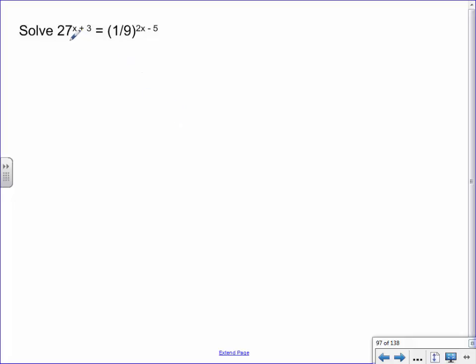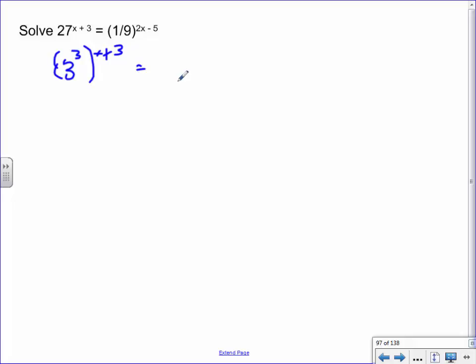So this 27 right here and this 1 over 9, those don't currently have the same base, right? They're clearly different. But what if I played a couple of tricks on it? 27 is 3 to the 3. Let me know if I lose you on that logic there. 27 is 3 to the 3. But it still has to go to the power of the remaining x plus 3.